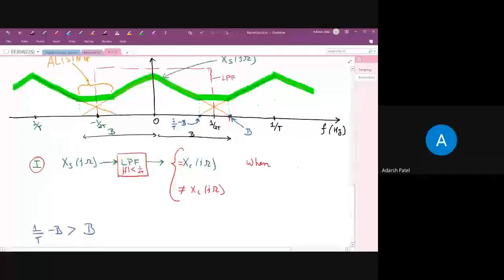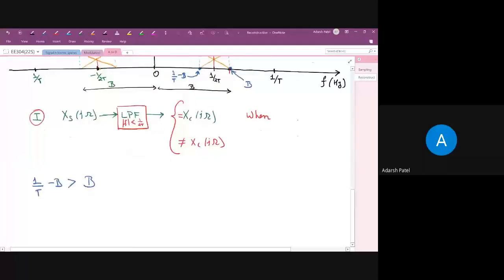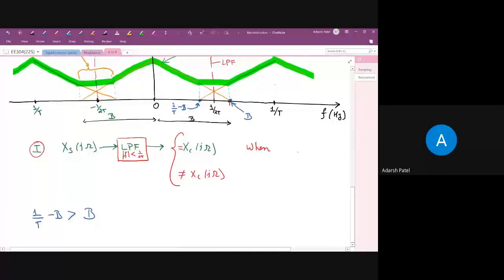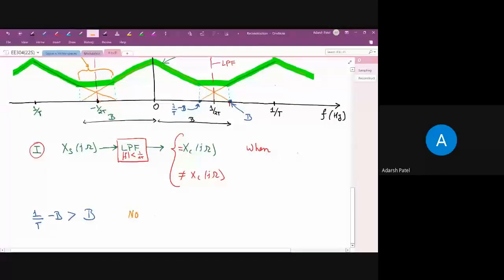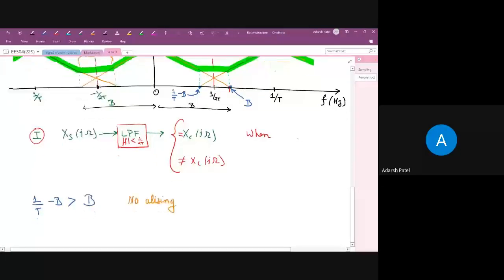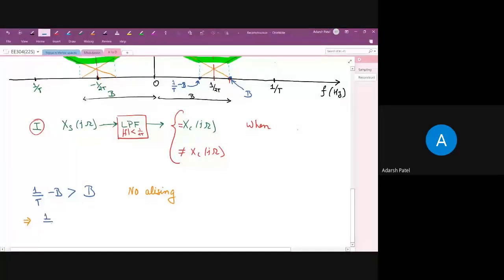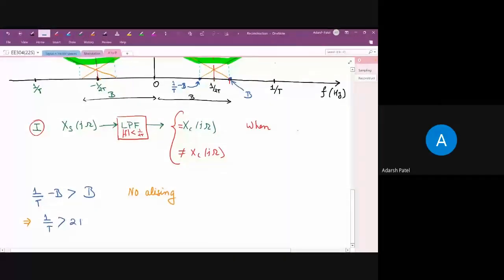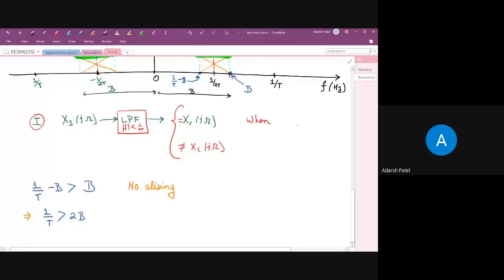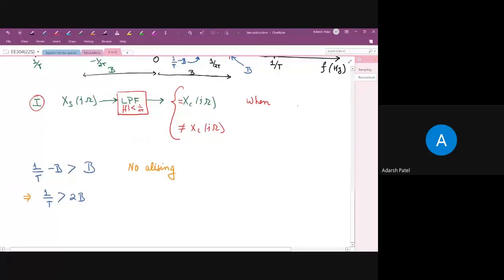Let's come back to the case when there is no aliasing. We want that 1 by T minus B should be more than B. So this is the condition for no aliasing. If I solve this further, what am I going to get? 1 by T greater than 2B. And what is 1 upon T?